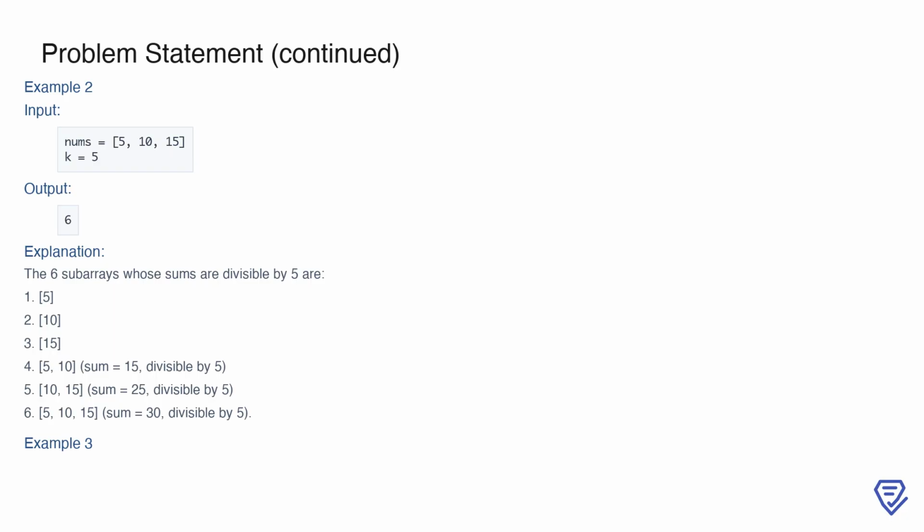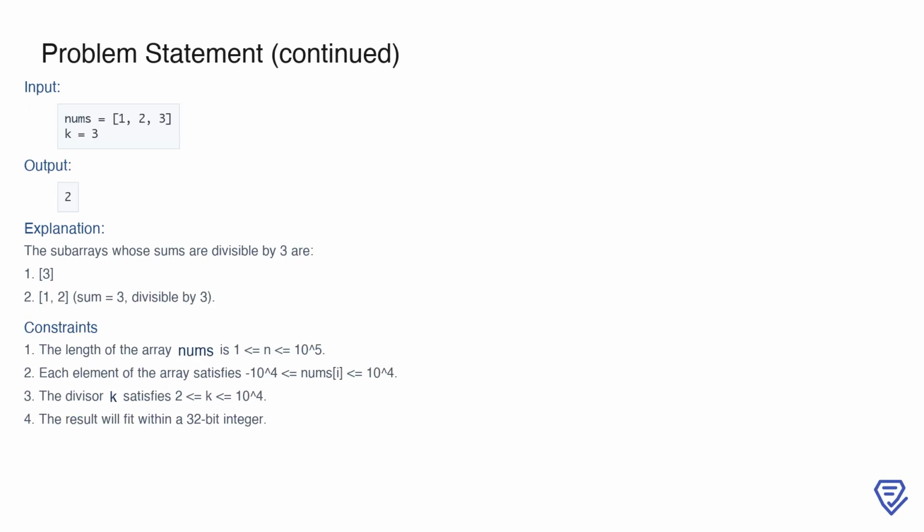Then, the subarray 5, 10 has a sum of 15, which is divisible by 5. Similarly, 10, 15 sums to 25, also divisible by 5. Finally, the entire array 5, 10, 15 has a total sum of 30, which is divisible by 5. This example demonstrates how we can combine smaller subarrays to form larger ones while still satisfying the divisibility condition.